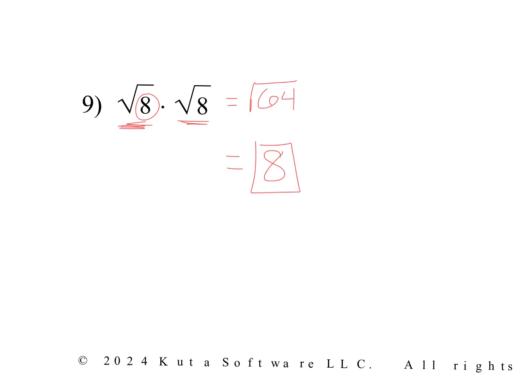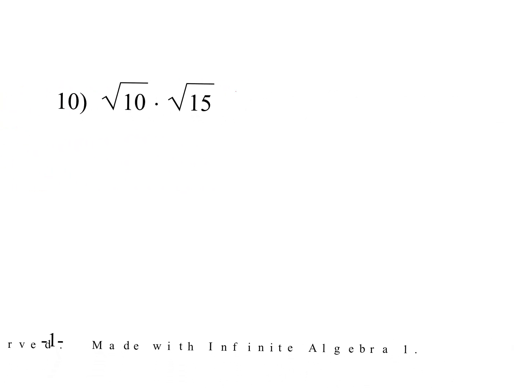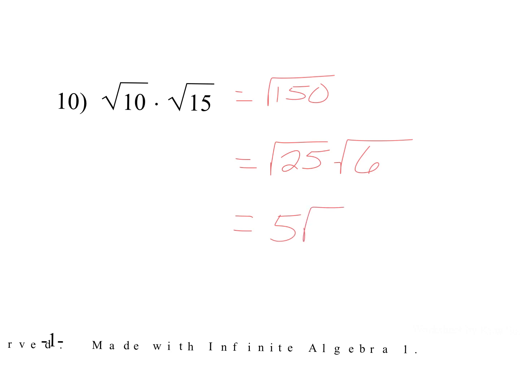Okay. Number 10, what do we need to do first? Multiply them together. What do we get when we make a big radical? 150. Now go through those 3 steps. What goes into 150? It is 25. 25 is the good. What's the bad? 6. Last step, simplify the square root of 25. 5. Leftovers. Keep them.